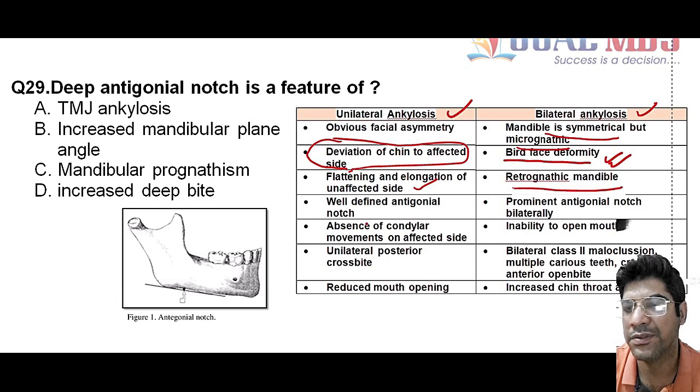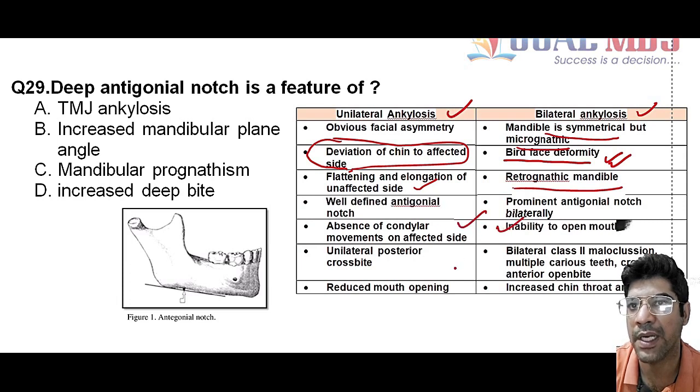In unilateral ankylosis, you will see flattening and elongation on the unaffected side. In bilateral, the mandible is symmetrical but micrognathic. So there will be a retrognathic mandible.